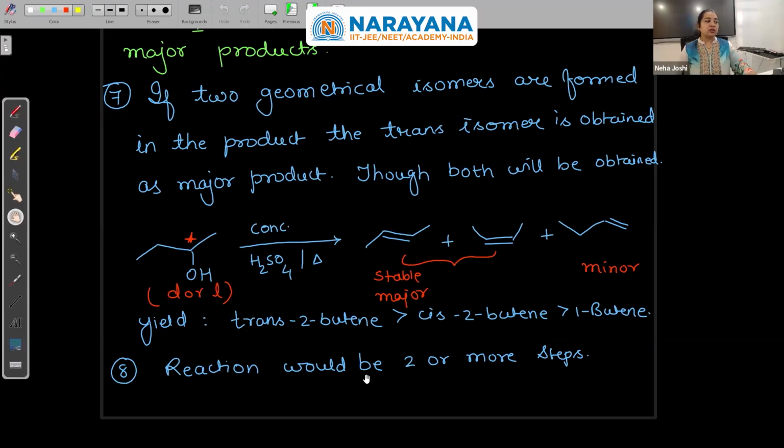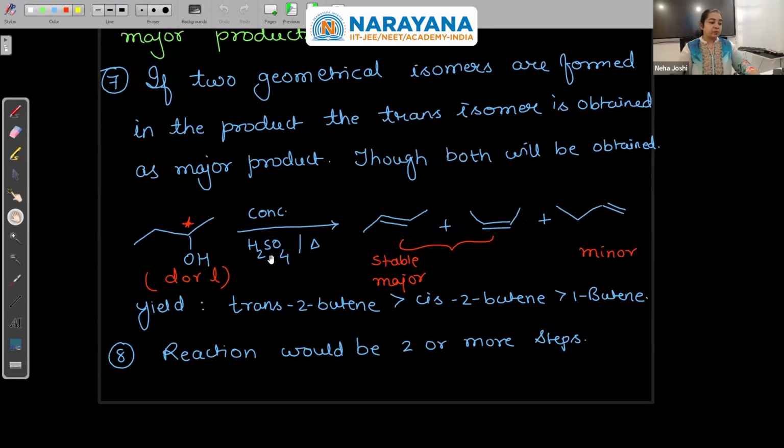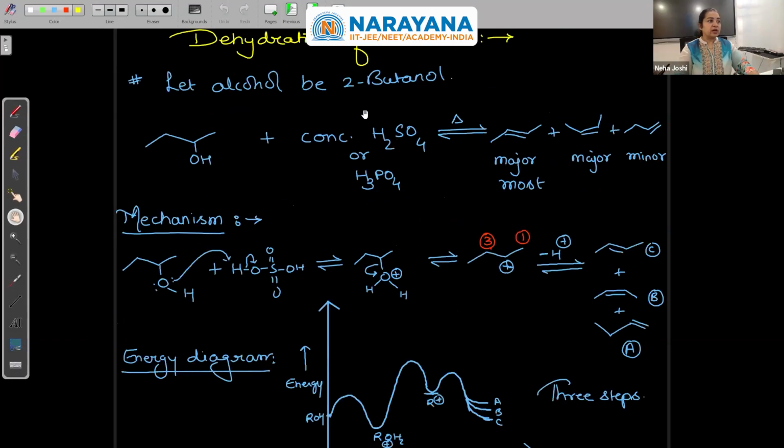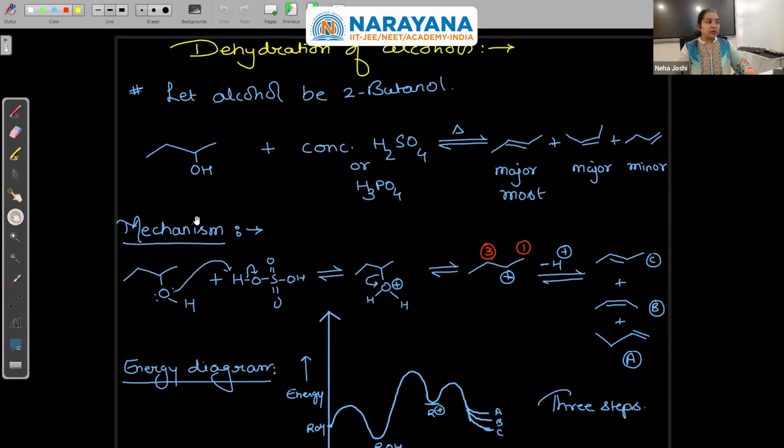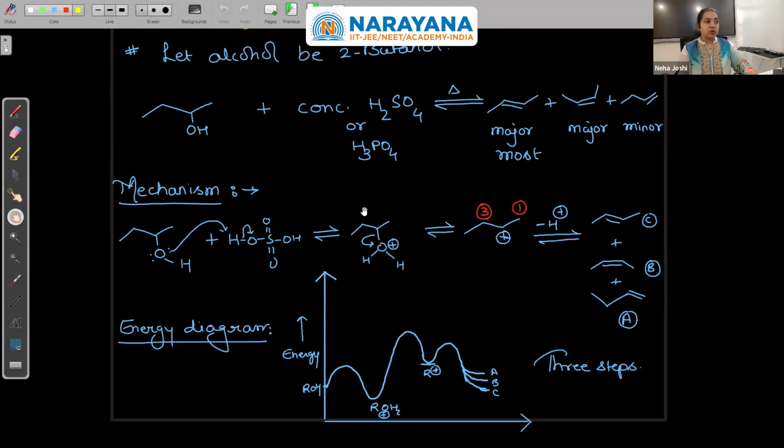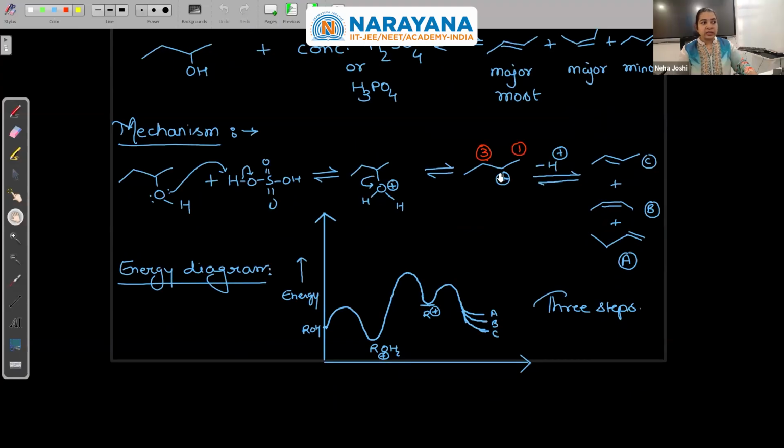and lastly it is 1-butene. The reaction would be 2 or more steps, because like in the base-induced E2 I have said 2 steps, but in this it could be more because protonation is also there. And so we have to take care, like in dehydration of alcohol. If I take an example, see, first there is a protonation of alcohol, then removal of water forming the carbocation is step 2. This is the RDS where the carbocation is formed. And from here H plus is removed and we have got all these products.